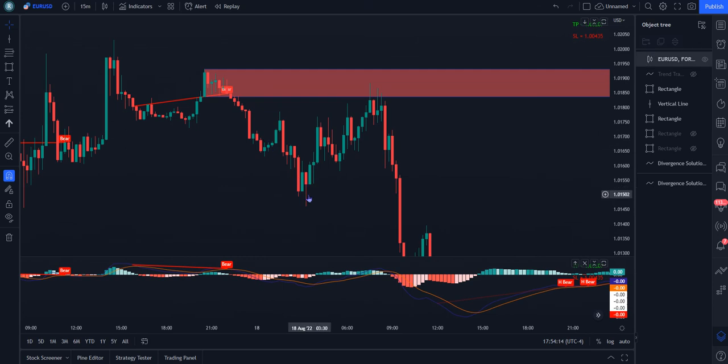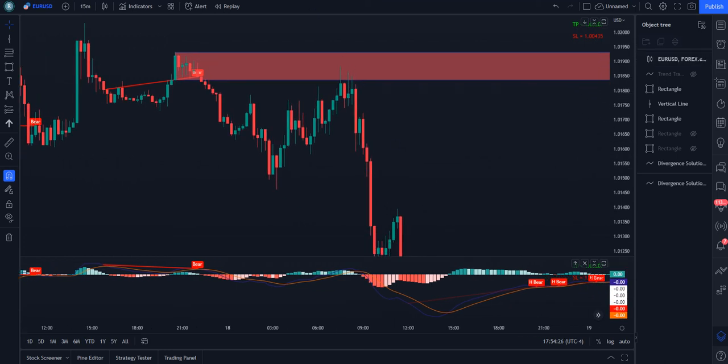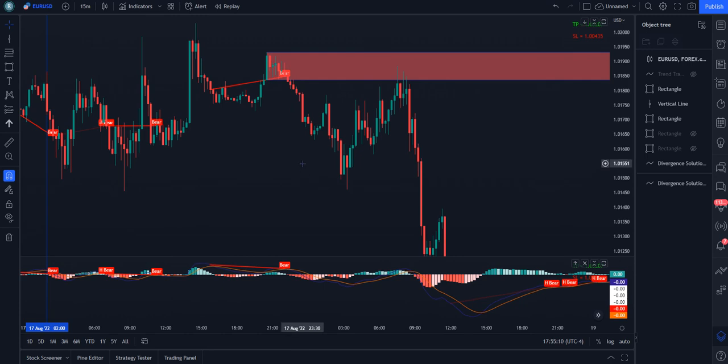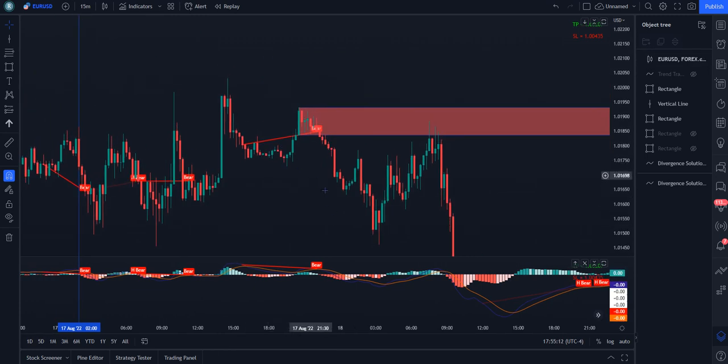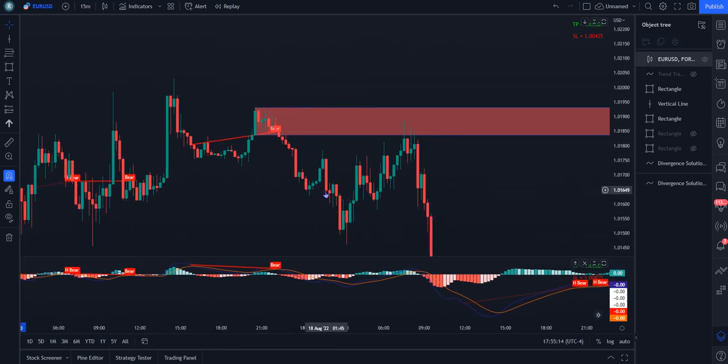See, price goes a little bit lower, creates this low, then another low, retraces back up into the supply zone and continues to fall. So that's just some ways I would be using this and looking at the Divergence Solution Panel and Indicator.